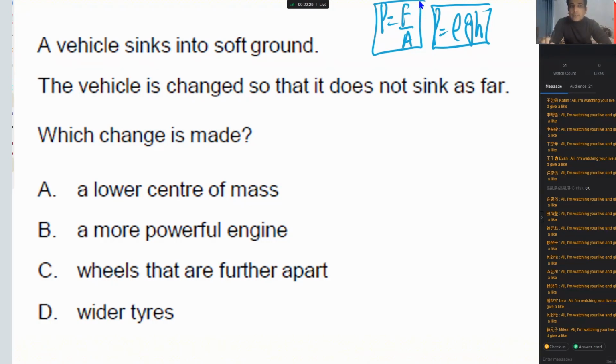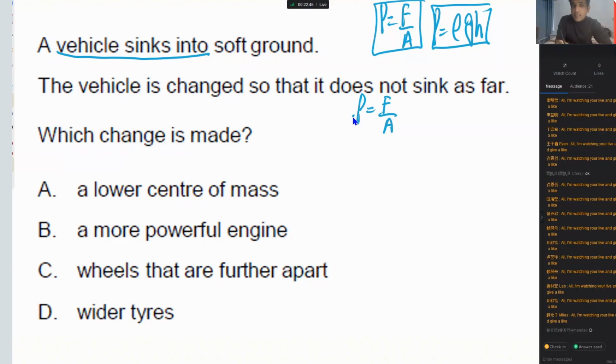Not a very difficult question. A vehicle sinks into soft ground. If something is sinking into the ground, that is determined by P. So P is equal to F over A, and the pain you feel. The answer is D. Okay, excellent. Answer D is right. P also determines the pain you feel.